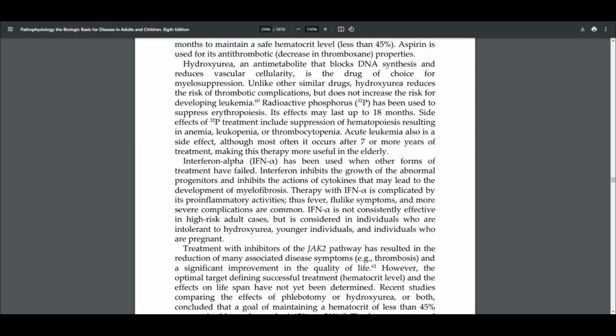Interferon alpha has been used when other forms of treatment have failed. Interferon inhibits the growth of the abnormal progenitors and inhibits the actions of cytokines that may lead to the development of myelofibrosis. Therapy with interferon alpha is complicated by its pro-inflammatory activities. Thus, fever, flu-like symptoms, and more severe complications are common. Interferon alpha is not consistently effective in high-risk adult cases, but is considered in individuals who are intolerant to hydroxyurea, younger individuals, as well as individuals who may be pregnant.